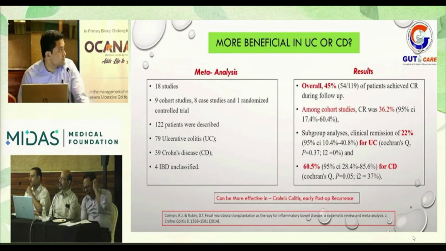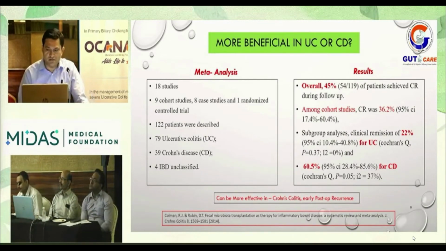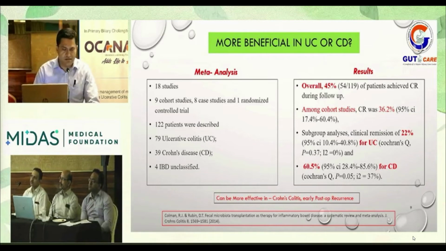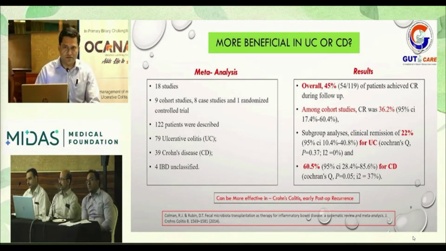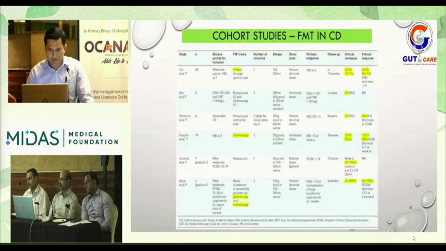Then the second question arises: whether it is more beneficial in ulcerative colitis or CD. There was one meta-analysis done by Colman et al. for 18 studies, which included 122 patients, out of which 79 were UC, 39 were CD, and 4 were IBD unclassified. Overall results were 45% achieved clinical remission in UC, about 22% in CD, 60%. So they concluded that it is more beneficial in CD.